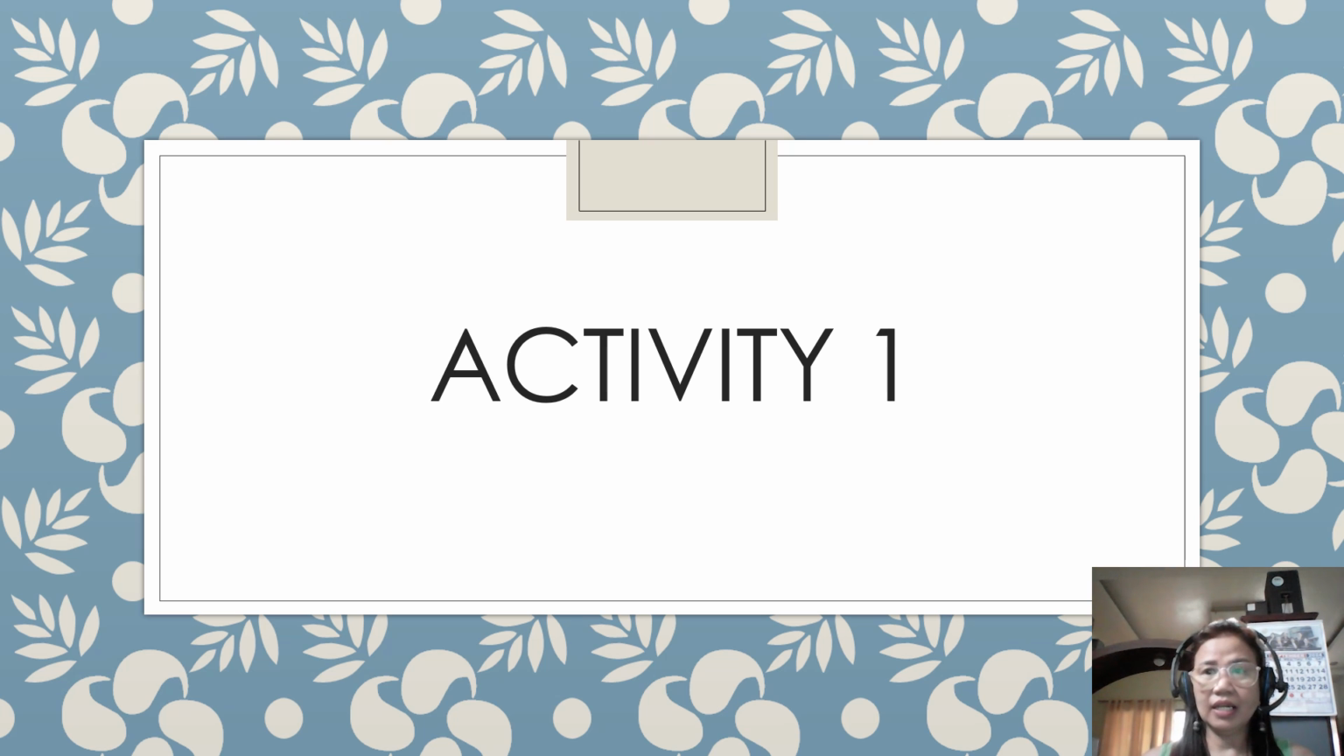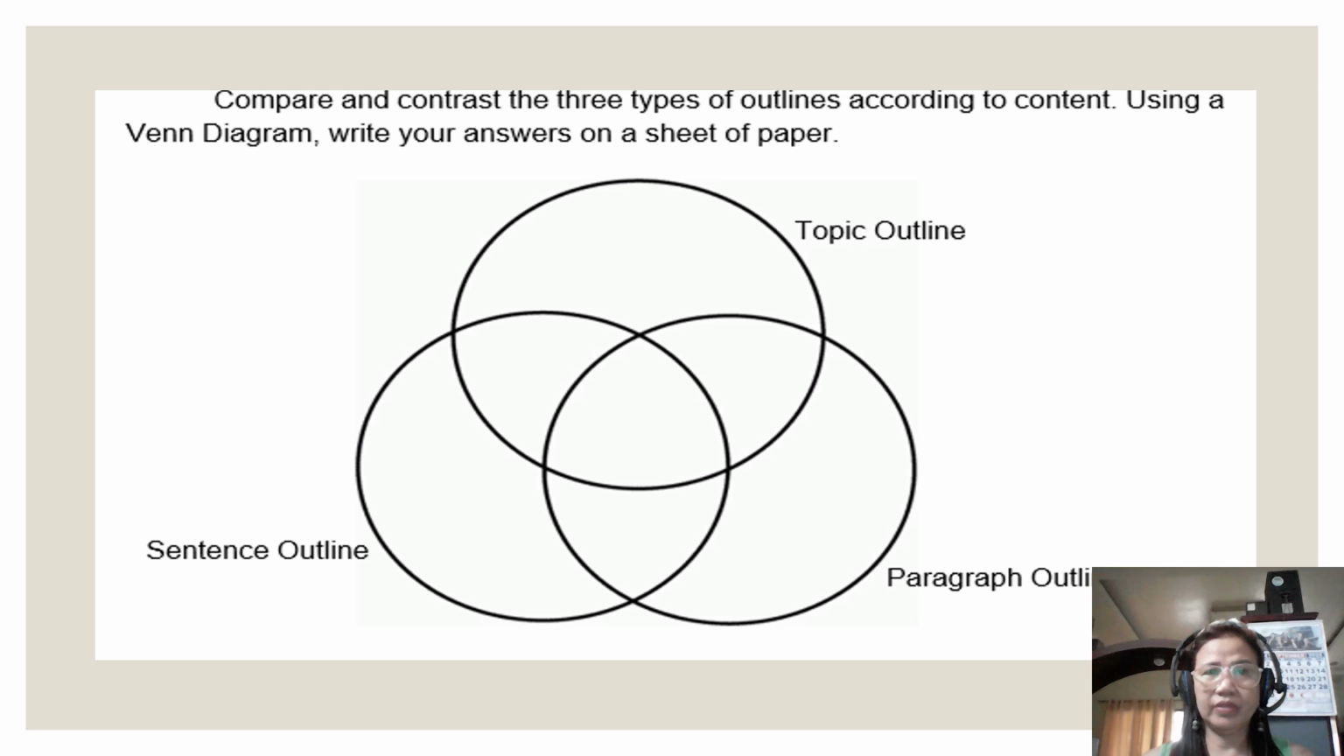Right? So for your activity number 1, this is what you will do. I want you to compare and contrast the 3 types of outlines according to content using a Venn diagram. Write your answers in your notebook. So what's the difference between topic outline, paragraph outline, and sentence outline? What are their similarities? That's for activity number 1.